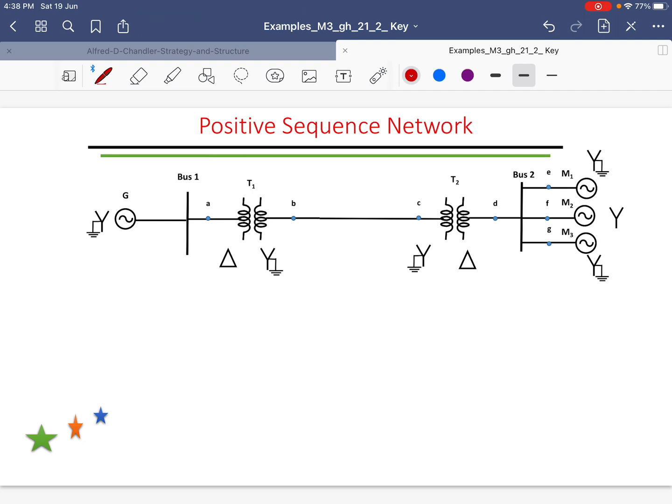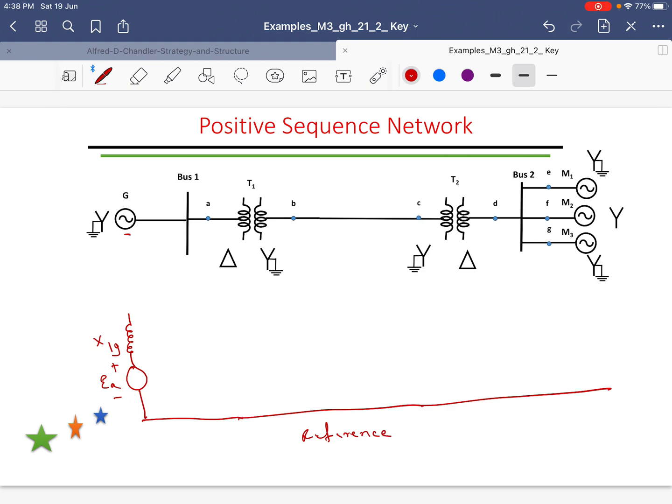Therefore, I am representing this generator by its positive sequence reactance X1G, and a source of voltage of any one of the phases that I will take as E. Of course, first you have to draw the reference line. This is the reference line. This is the generator, and this generator is connected to bus number 1.